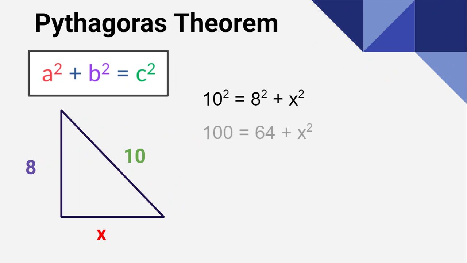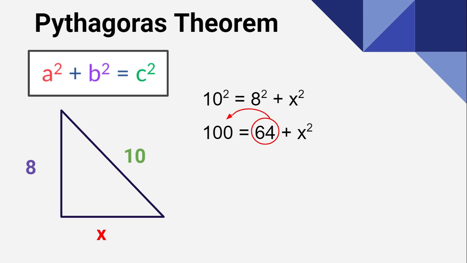Now, 10 squared is 10 times 10, which is 100, and 8 times 8 is 64, plus x squared. Now again, as we did last time, we need our x alone, or we need to isolate the x. So we're going to repeat the same thing. The 64 has to go to the other side. Now this time, the 64 over here, it's positive. It's positive and it's being added.